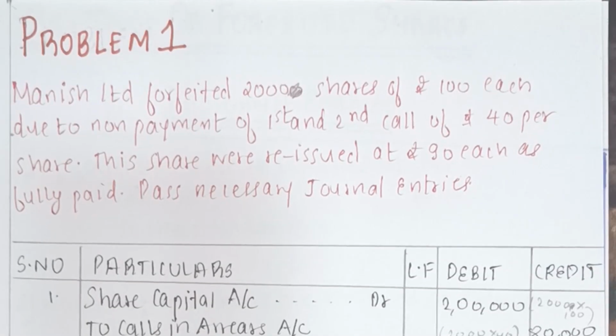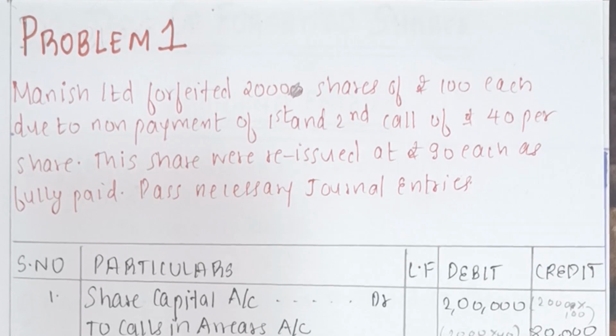Alright. So let's start with our first problem on reissue of shares. The question says that Manish Limited forfeited 2000 shares of rupees 100 each due to non-payment of the first and the second call of rupees 40 per share. These shares were then reissued at rupees 90 each as fully paid. Pass the necessary journal entries.